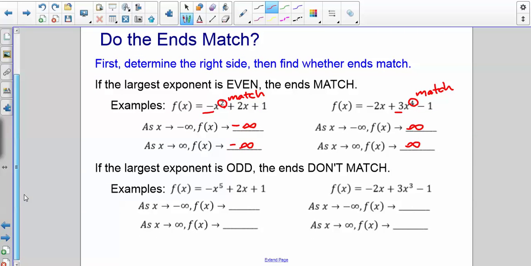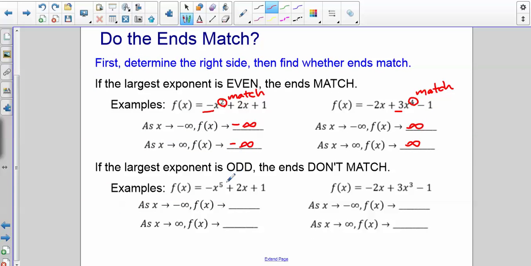If the largest exponent is odd, so in this case my largest exponent is 5, then the ends don't match. So that means I have opposite ends. So I take a look at my leading coefficient, -1. That tells me that my right side is going to negative infinity. As x goes to infinity, y goes to negative infinity. And that means because my ends are opposites, the left side will go to positive infinity.